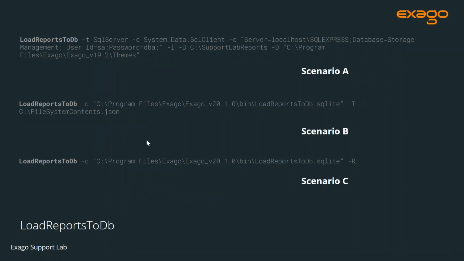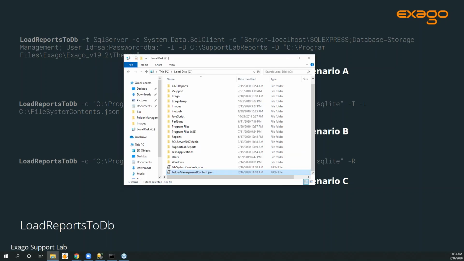All right. So the next thing that we're going to do is use a separate command to load a SQLite database from the JSON file generated by one of our previous utilities. And this time we're actually going to create and load a SQLite file. So we're going to take a look.